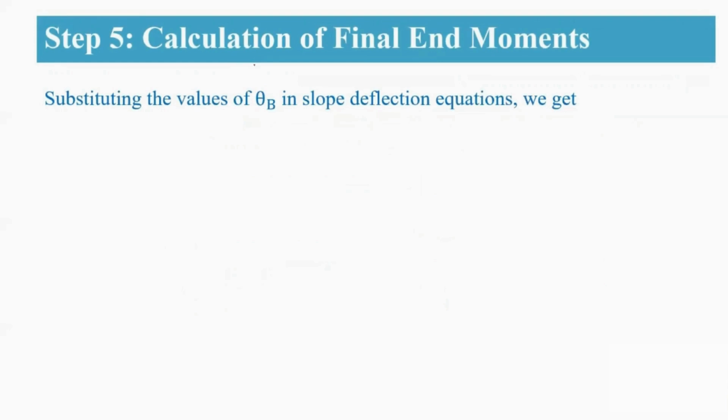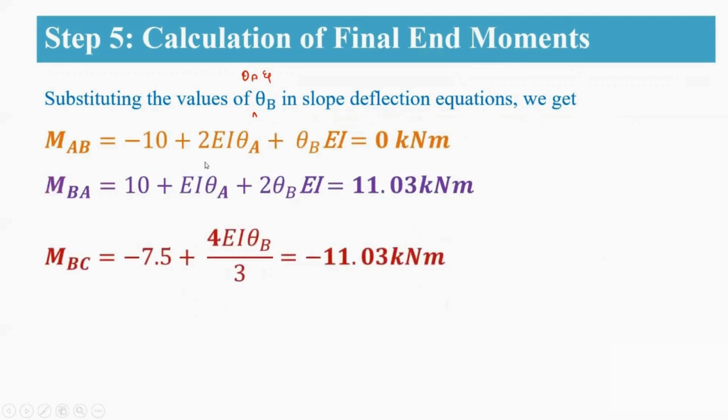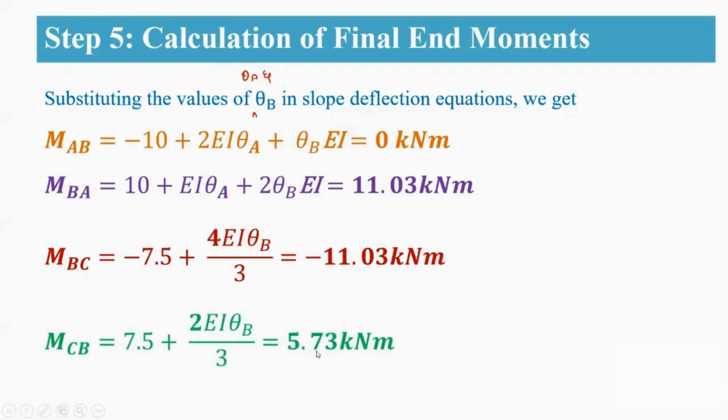Next, after getting your theta A and theta B, you substitute them into the above equations. Finally, you get M_AB to be 0, M_BA to be 11.03, M_BC to be minus 11.03, and M_CB to be plus 5.73 kilonewton meter. So these are your final end moments.